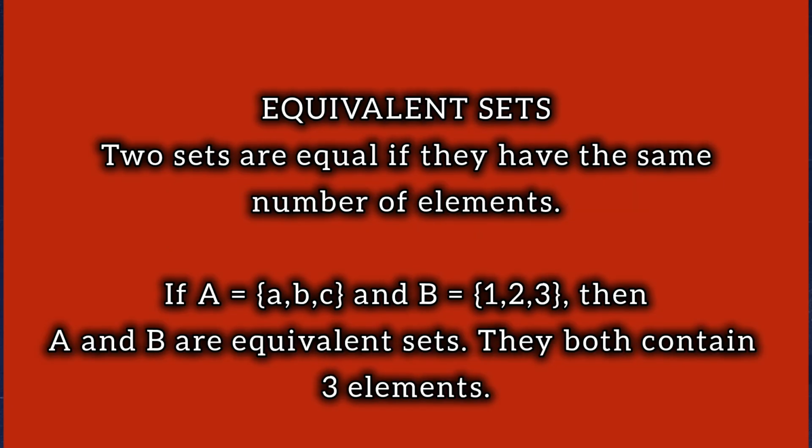Next, we'll consider equivalent sets. Two sets are said to be equivalent if they have the same number of elements. For example, the first set here having A, B, C and the second set having 1, 2, 3. Although the elements are not the same, the number of elements in each set is equal. So that makes A and B equivalent sets.